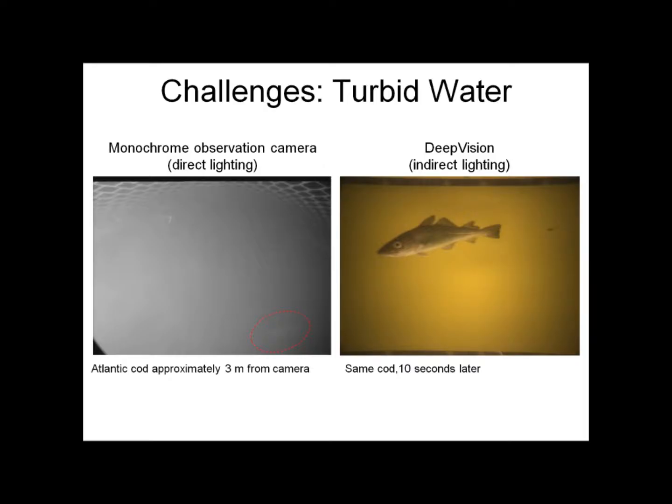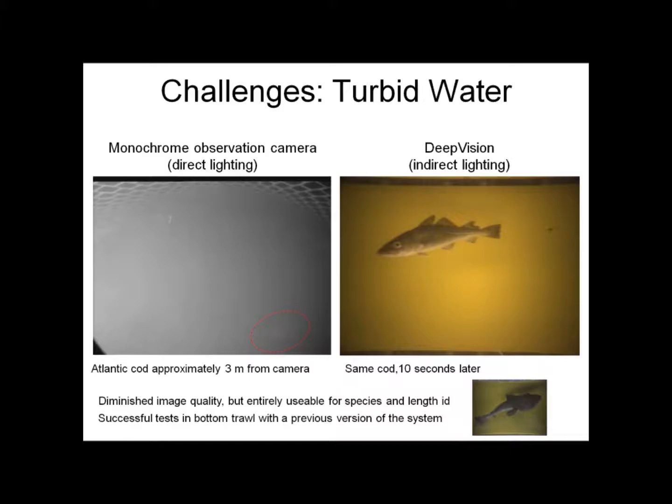The major difference here is that we're using indirect lighting. So I think we're not illuminating the particles in the water nearly as much, so we're still able to get very usable images. Certainly a little bit diminished quality, but we can tell that that's an Atlantic cod, and I can do a length measurement on it. And we have, in fact, used the system in bottom trawl, and have gotten good images as well.